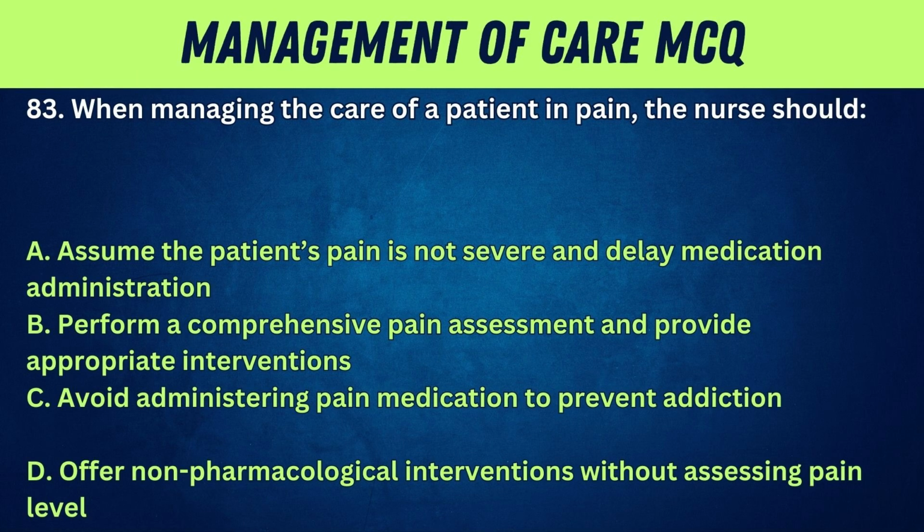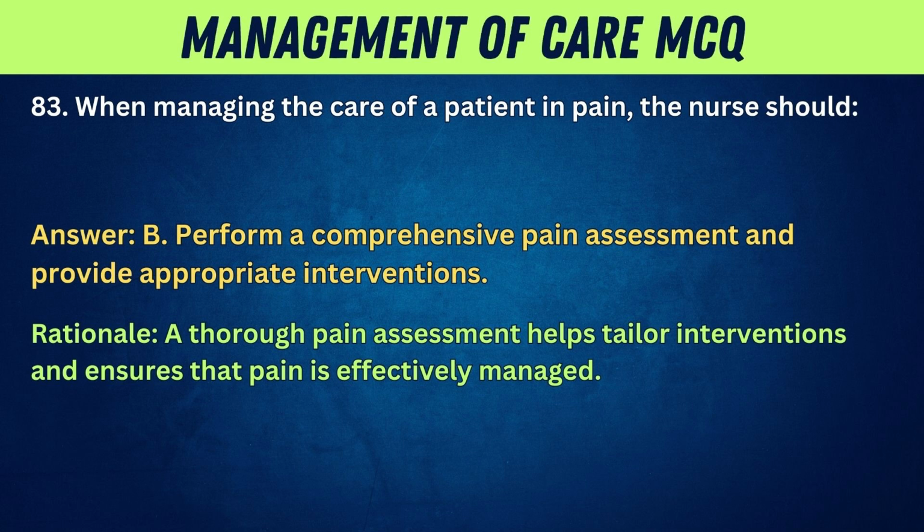83. When managing the care of a patient in pain, the nurse should: A. Assume the patient's pain is not severe and delay medication administration. B. Perform a comprehensive pain assessment and provide appropriate interventions. C. Avoid administering pain medication to prevent addiction. D. Offer non-pharmacological interventions without assessing pain level. Answer. B. Perform a comprehensive pain assessment and provide appropriate interventions. Rationale. A thorough pain assessment helps tailor interventions and ensures that pain is effectively managed.